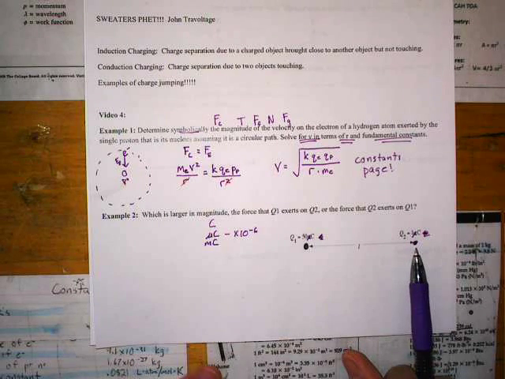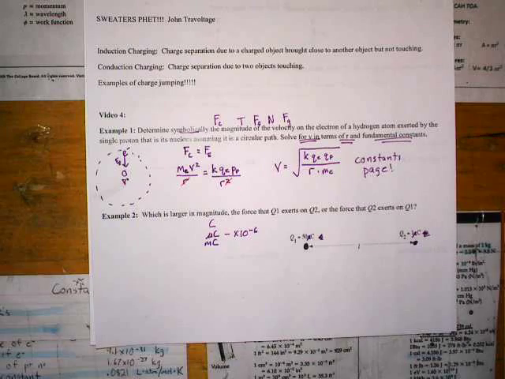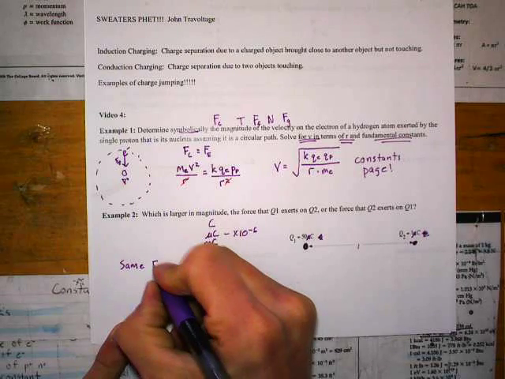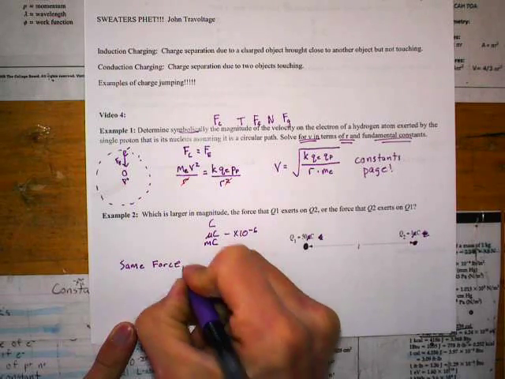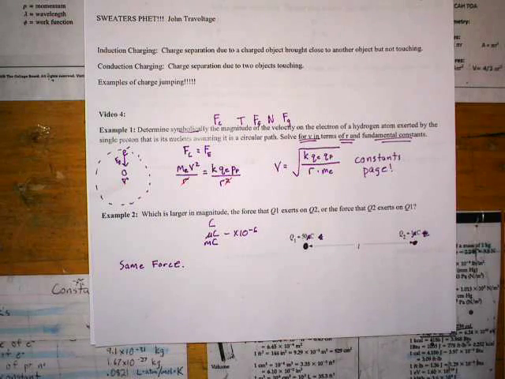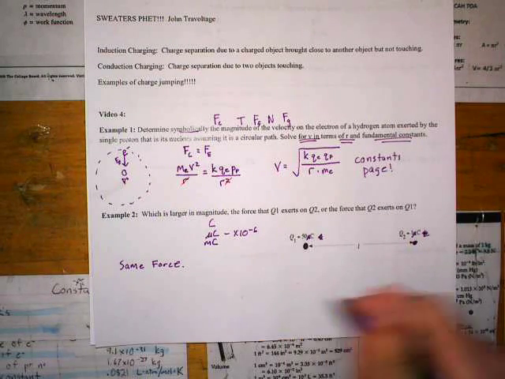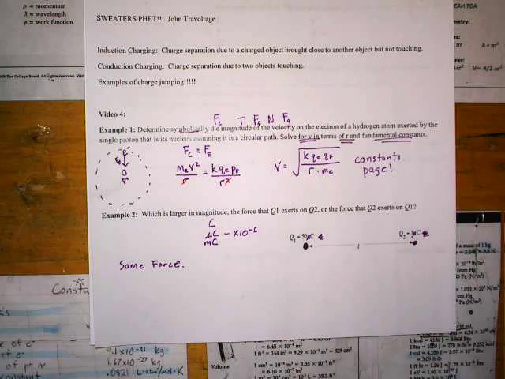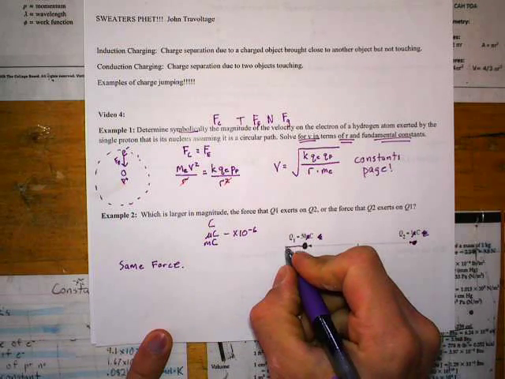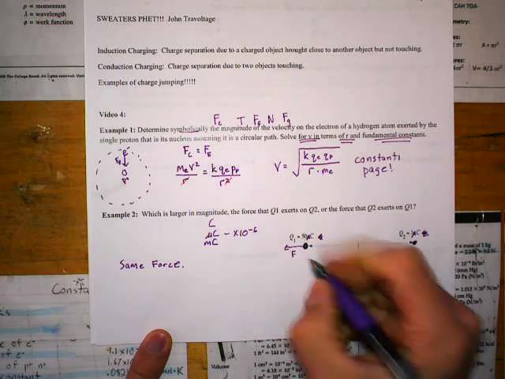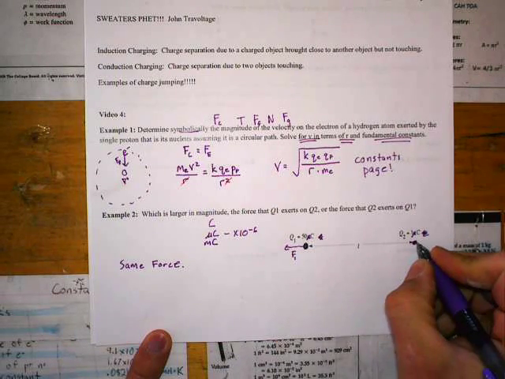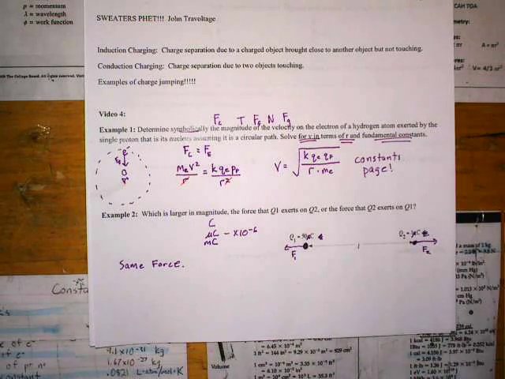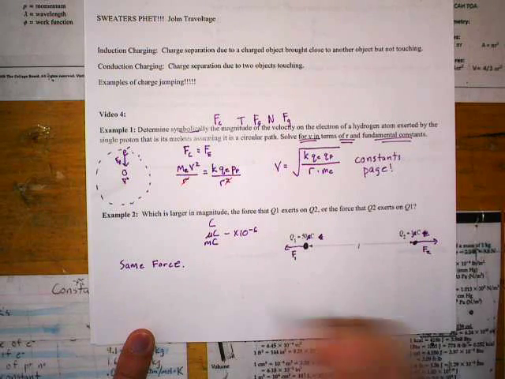Wrong. No. That would be the trick in this question. The answer is same force. Why same force? You need to write an explanation why the force on this one is the same as the force on this one. These are both positive charges. This one's going to get a repulsive force, say F1. This one is also going to get a repulsive force, say F2. They're going to be the same amount of newtons. Why? Tell me why down here.